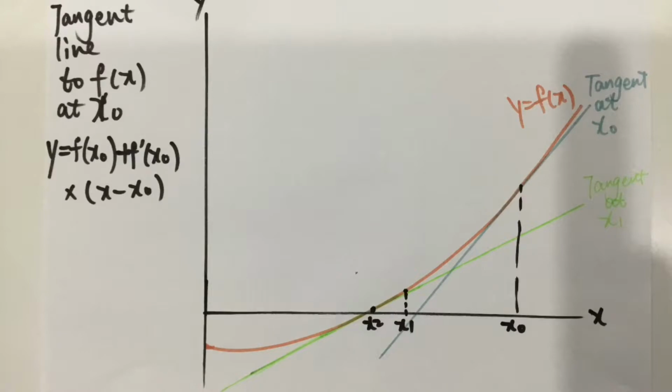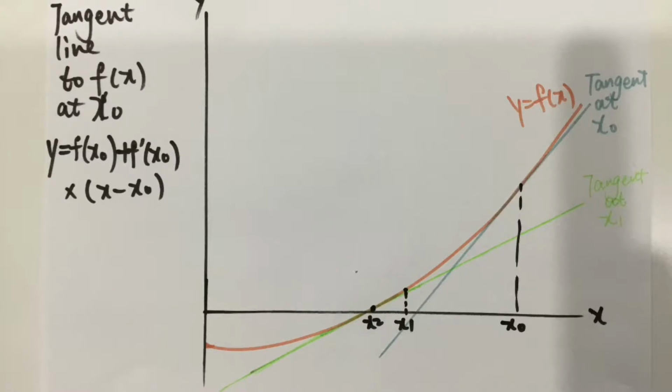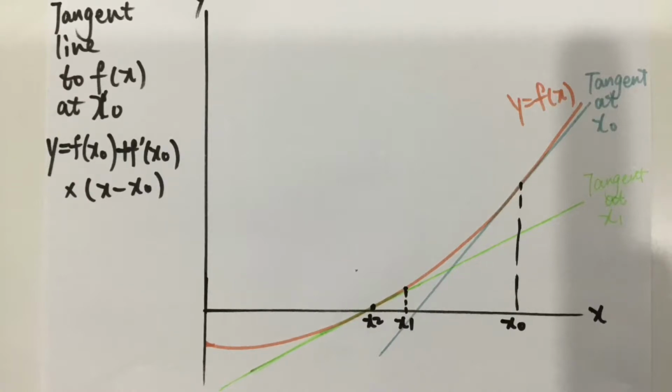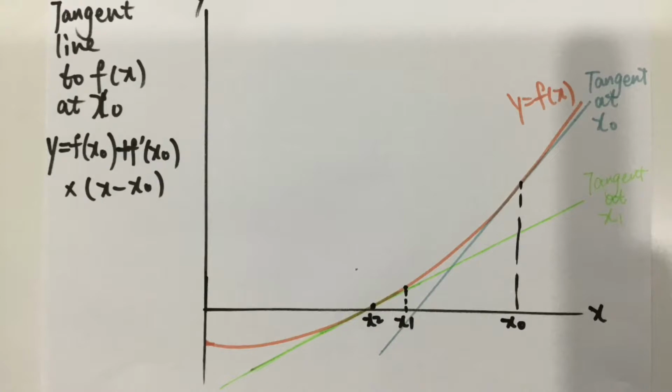Now let's have a look at the graph. The blue line is the tangent line at x0. We can see that this line will cross the x-axis much closer to the actual solution to the equation than x0. Let's call this point where the tangent at x0 crosses the x-axis x1, and we will use this point as our new approximation to the solution.